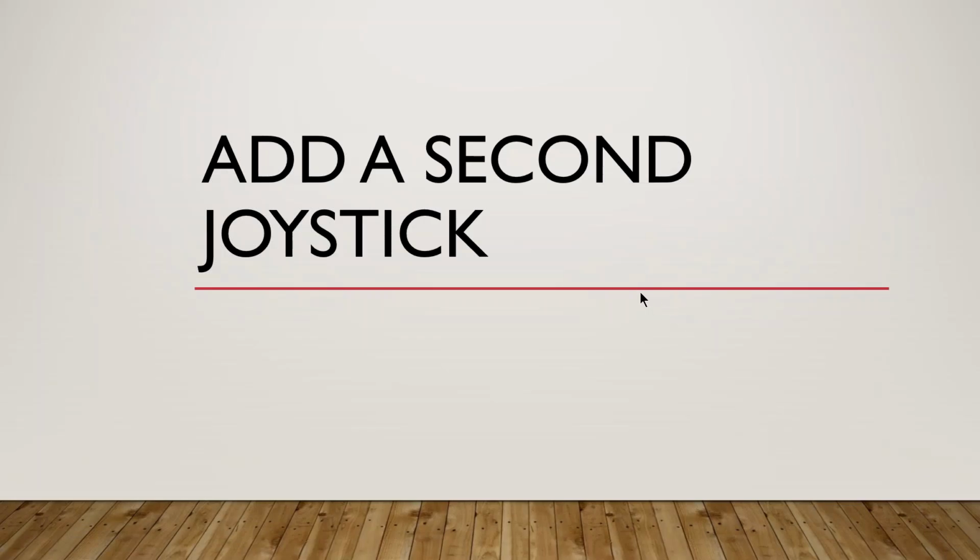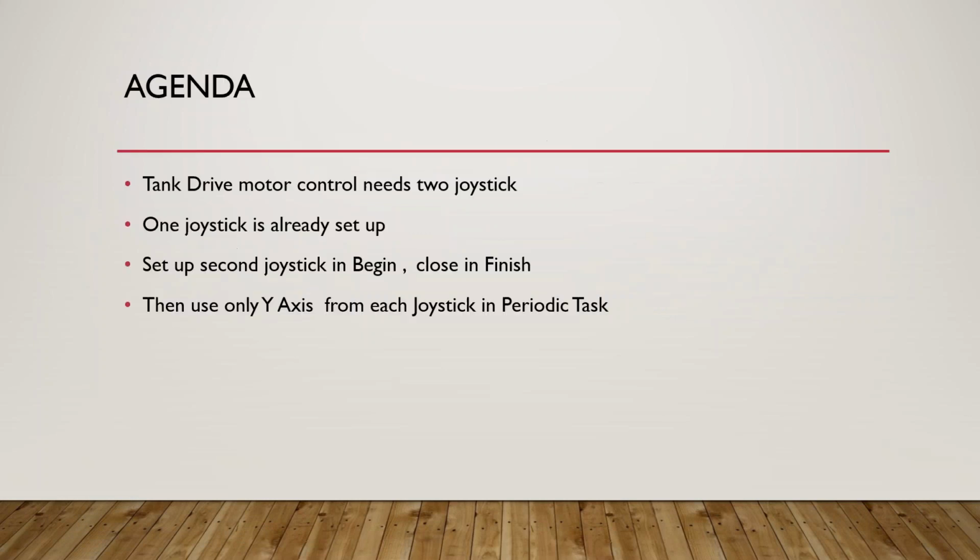Okay, in some cases there's a need to have a second joystick, and this is in addition to the one that's already in the basic project. So we're going to look at a case where a tank drive motor control needs two joysticks. One's already set up. We're going to set up a second joystick in begin, close it in finish. And then we're going to use only the y-axis from each joystick to drive the tank drive.